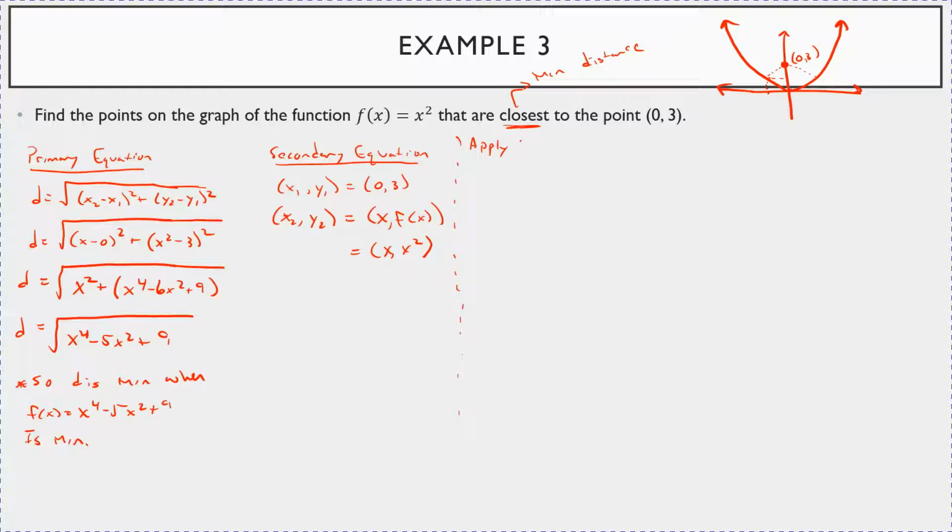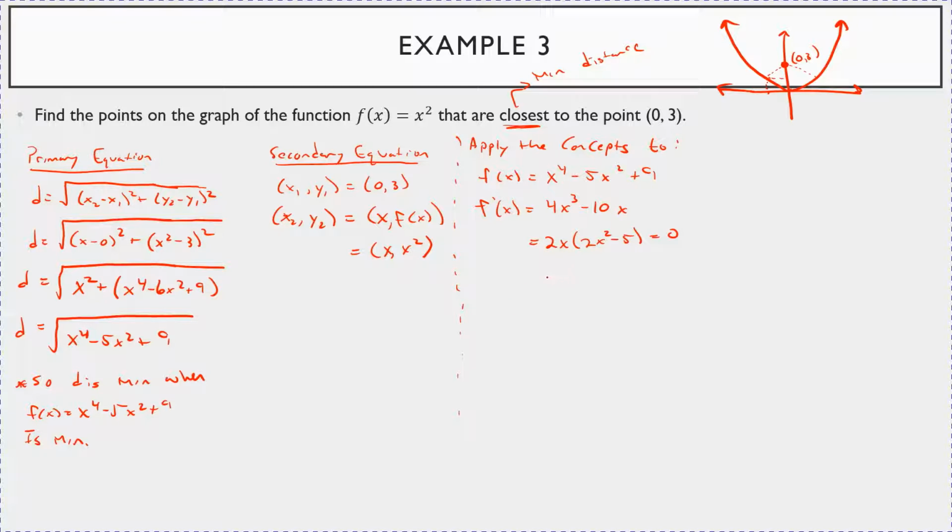So look, moving over here, we're just going to apply the concepts to this function. f of x is equal to x to the 4th minus 5x squared plus 9. Well, the first derivative here is 4x cubed minus 10x. So you've got to find the critical values of this. Factor out a 2x. You're left with 2x squared minus 5. When does this equal 0?